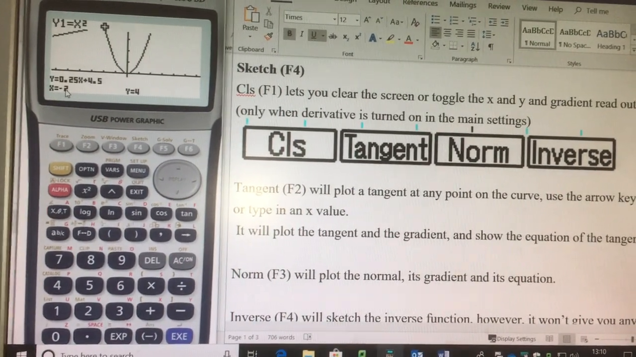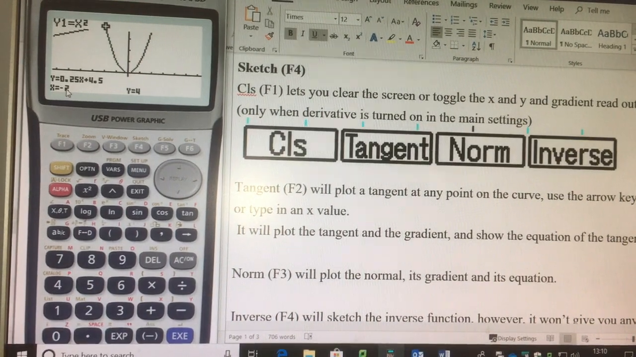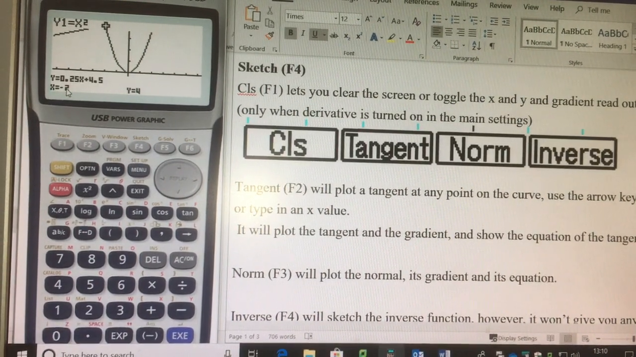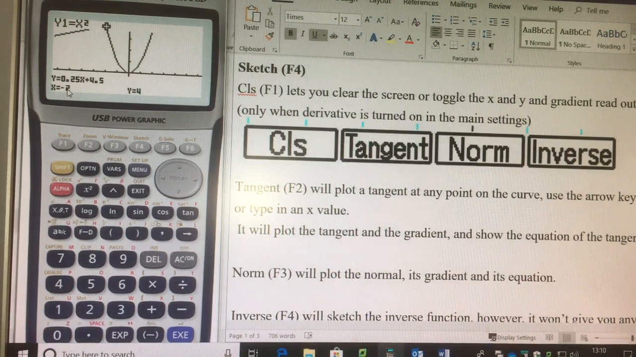So just plotted tangents and normals. I'll go through that later. Anyone got any questions about those? So that's useful because you can find the gradient at any point, so you can differentiate any curve provided you know the x value, and you can also get a sketch for what the tangent and normal is. Cool. Right, the other thing you can do is plot the inverse function.